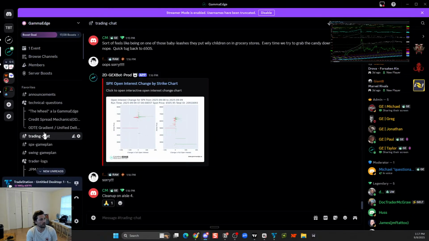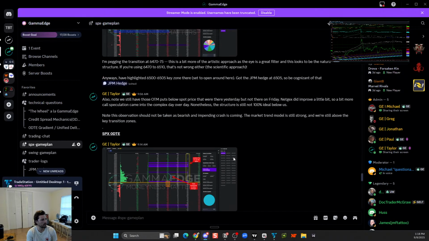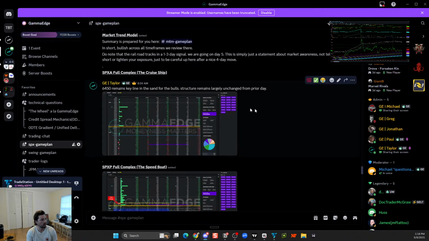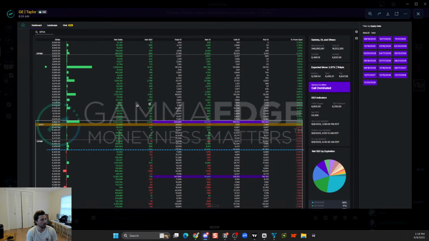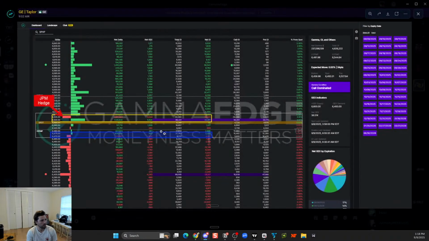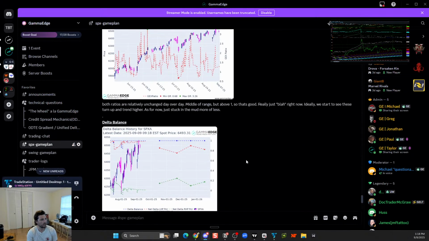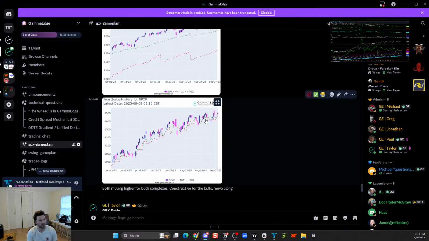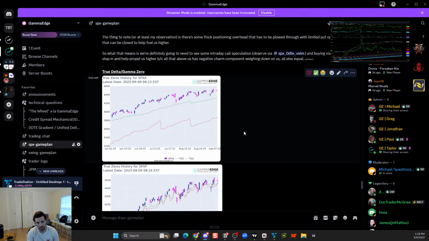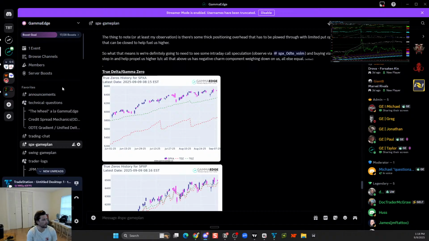So it starts there, and then it's important to go through our SPX game plan, looking broadly at SPX-A, the full complex and what the key levels are, and SPX-P, understanding what the structure is, and whether we're above or below those key transition zones. And using the Gex ratio and the true deltas to gamma zeros, to understand if call or put speculation is growing or increasing day over day.